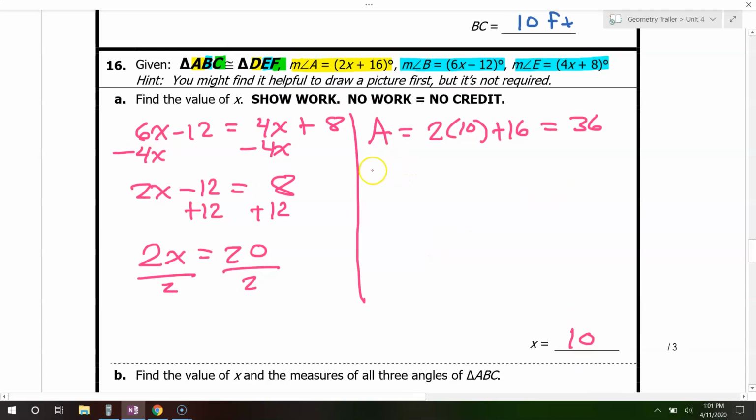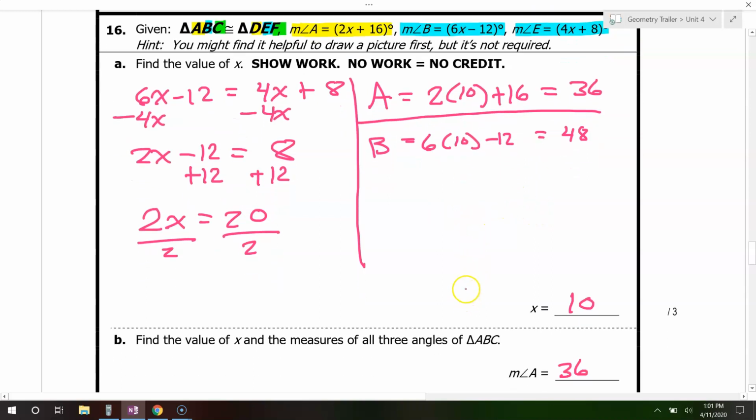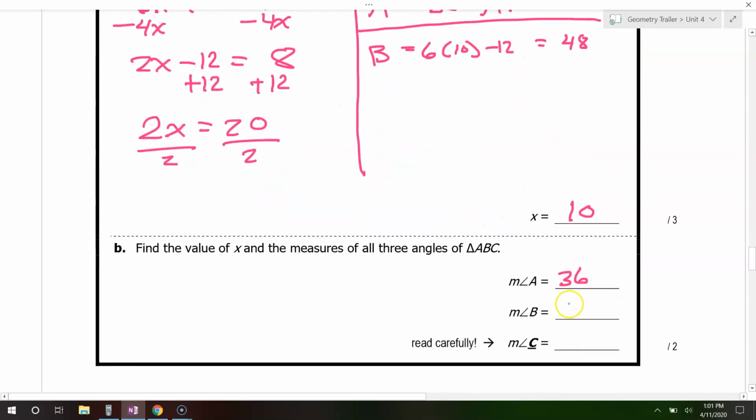Now, how about angle B? Angle B is 6x minus 12. So this will be 6 times 10 minus 12. So that's going to be 60 minus 12. So that's going to be 48. So angle B is going to be 48.